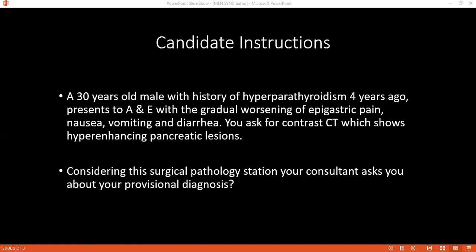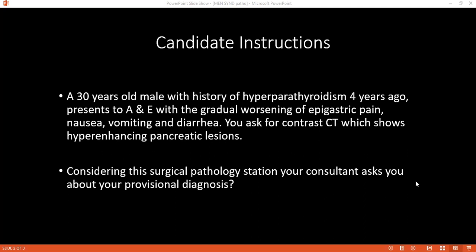How would you differentiate MEN1 from MEN2? In MEN1 syndrome, there is pituitary adenoma, hyperparathyroidism, and pancreatic neuroendocrine tumors, while MEN2 is further subdivided into two. MEN2A has pheochromocytoma, medullary carcinoma of thyroid, and hyperparathyroidism, while MEN2B has medullary carcinoma of thyroid, hyperparathyroidism, and Marfanoid habitus or mucosal neuromas.